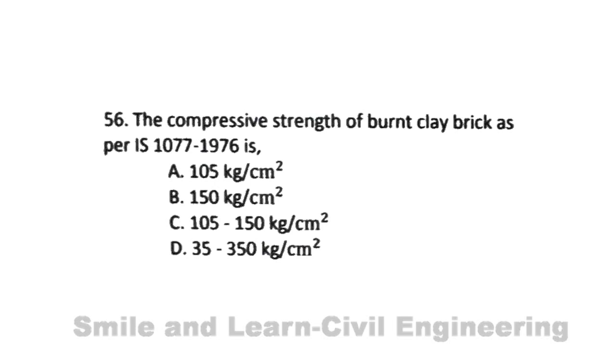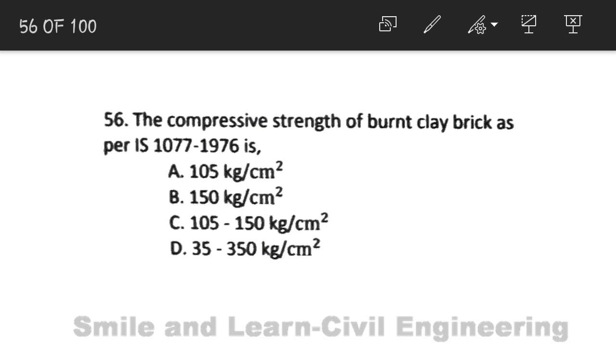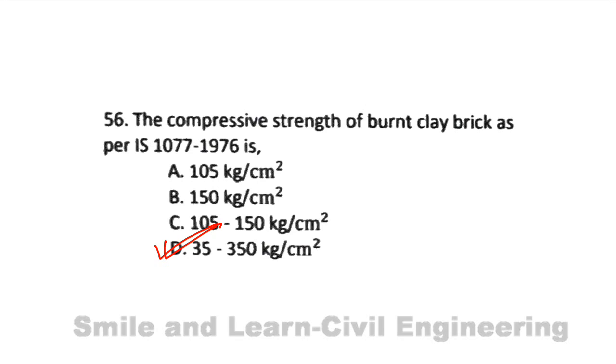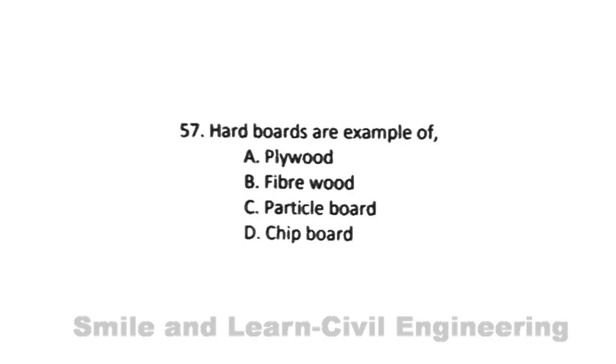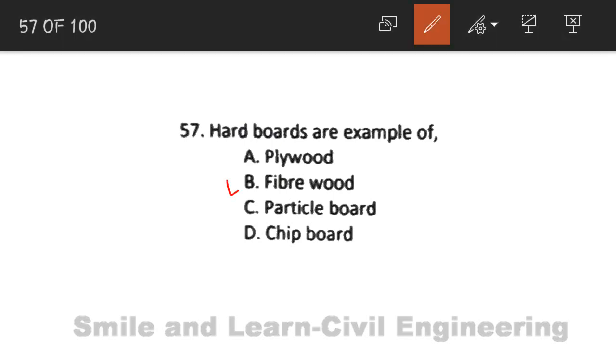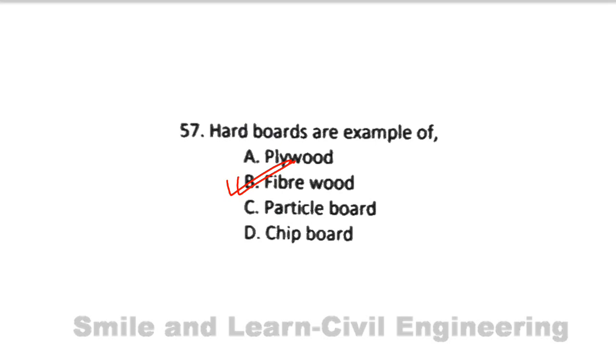Next question, the compressive strength of burnt clay bricks. As far as I remember, we have already discussed this question in our PSC A paper. You can go and see, that is 35 kg per centimeter square. Option D, 35 to 350 ranges between these. IS 1077 at least specifies that. You can recheck, okay. Next question, hardboards are examples of fiber wood. Option B is the correct answer.